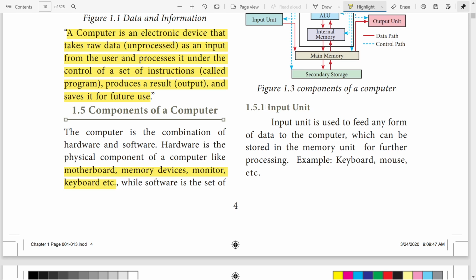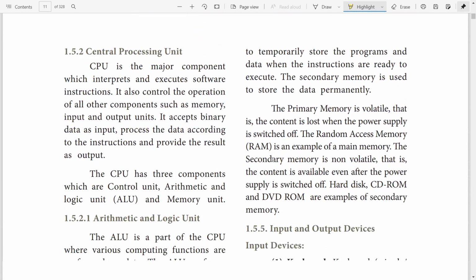So first we are going to see the input unit. This is an important 5 mark question. Components of a computer is an important 5 mark question. The input unit is used to feed any form of data to the computer, which can be stored in the memory unit for further processing, like keyboard, mouse, etc.